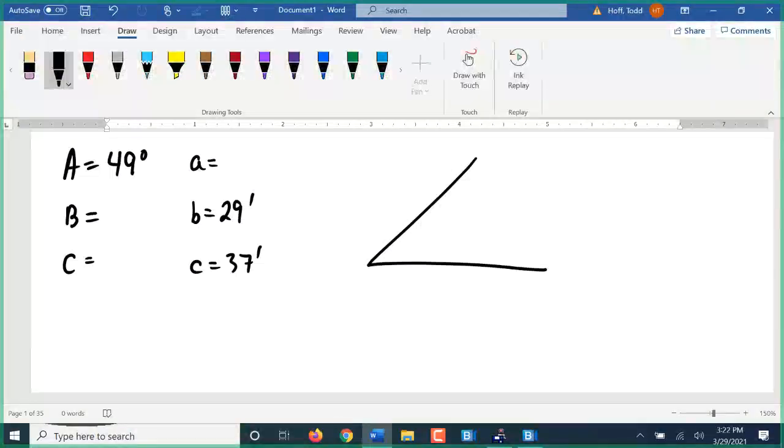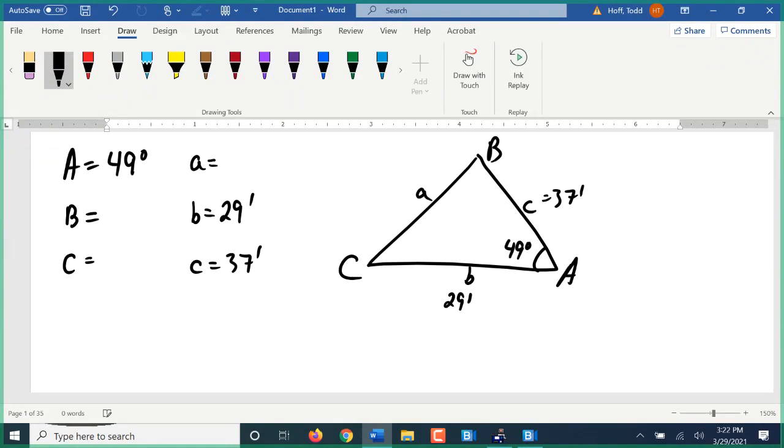I draw this out. ABC, little a, little b, little c. Obviously not drawn to scale. Angle A is 49 degrees, side B is 29 feet, and side C is 37 feet. Definitely not drawn to scale. Yeah, there's no side and its opposite angle there. What we have to apply is something called the law of cosines.